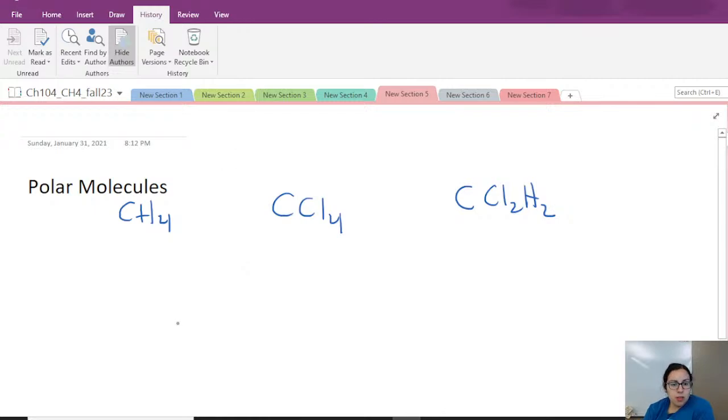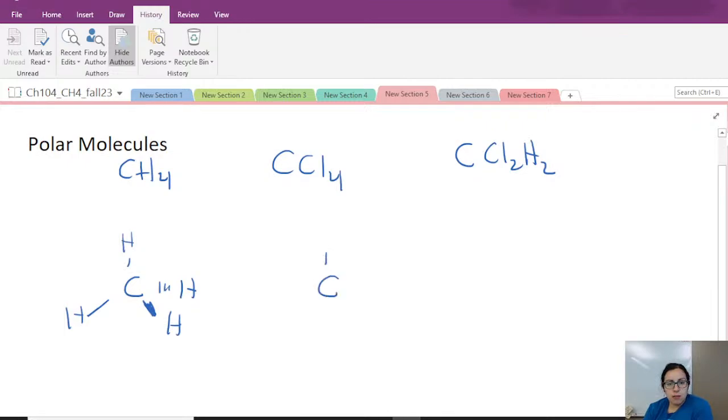And so I'll just draw them so people can check. They should all be tetrahedral. So we're just drawing them out. I should have drawn that better.